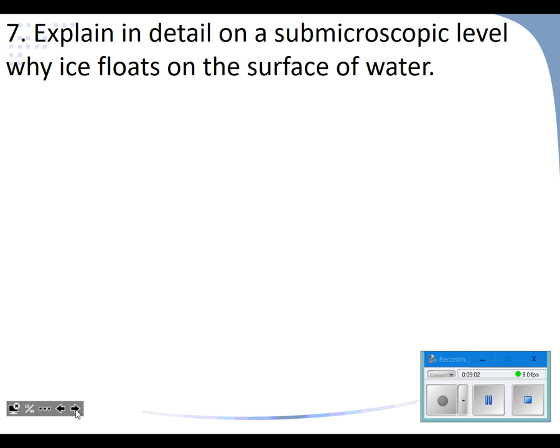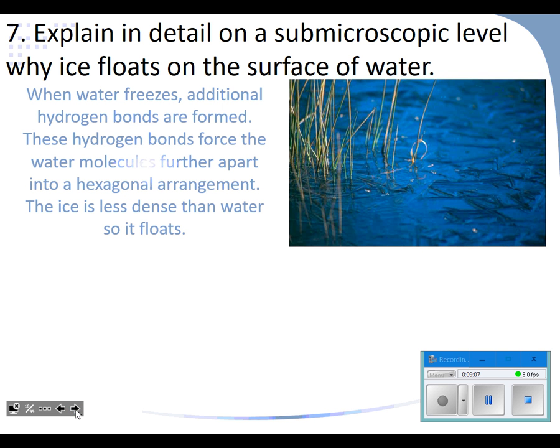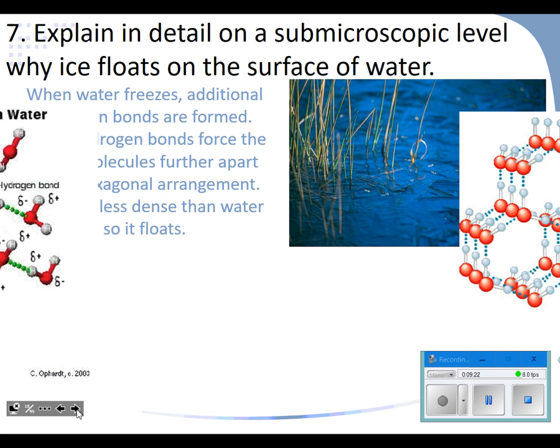Explain in detail on a subatomic level why ice floats. Well, roughly the thing to remember is when water freezes, additional hydrogen bonds are formed. Those hydrogen bonds push the molecules further apart and lock it into a hexagonal arrangement, so it becomes less dense, so it floats. All right.